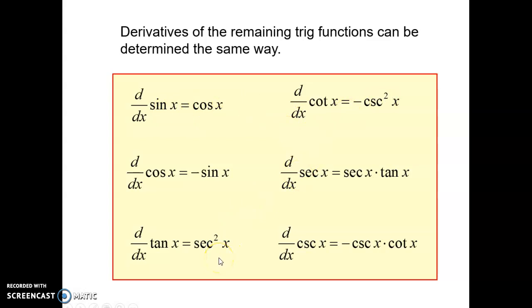I also want to show you how the functions are related to each other. Notice sine and cosine go together a lot here. Notice tangent and secant go together in both of these formulas. You can see tangent and secant are related to each other, and cotangent and cosecant are related to each other. So there's definitely a relationship between those curves.